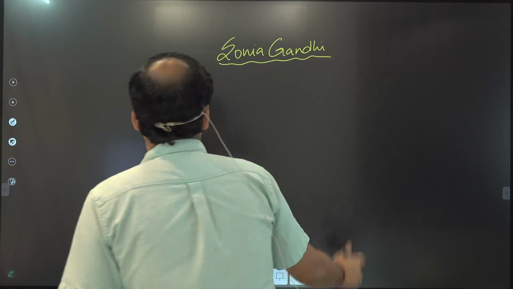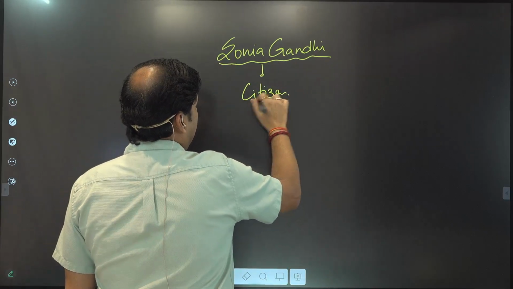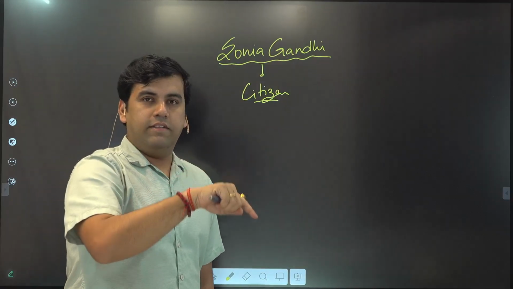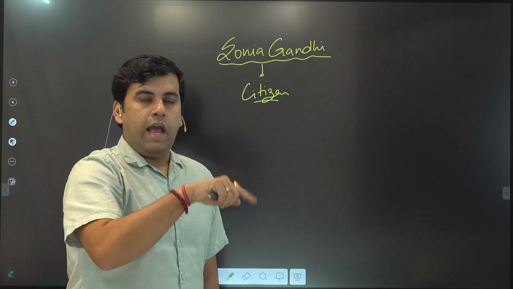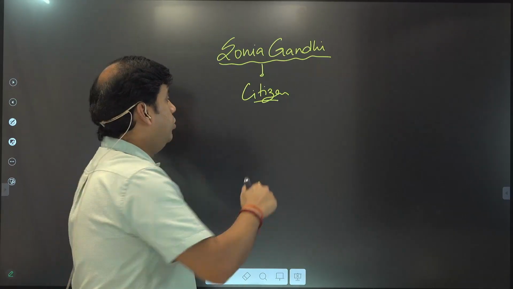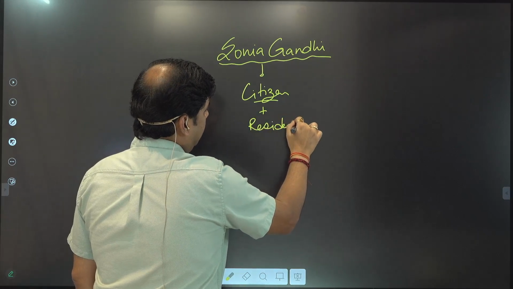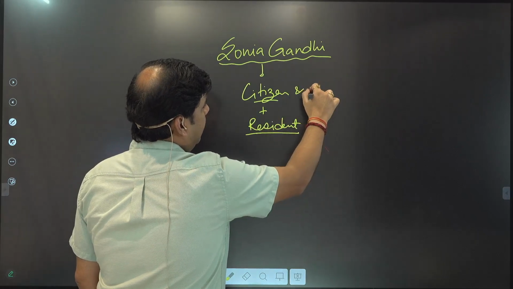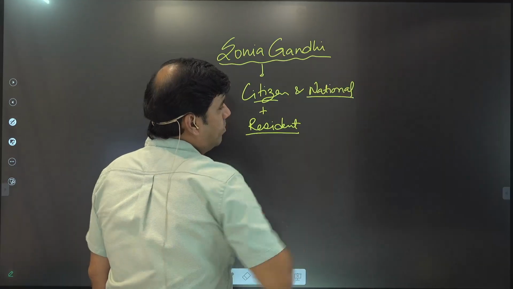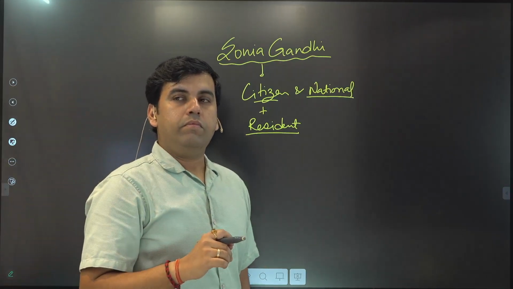Yes, she is a citizen of India. Why? Through marriage. Because she married an Indian citizen, Rajiv Gandhi. So she is an Indian citizen. Plus, when she became an Indian citizen, she was married to Rajiv Gandhi, so she also becomes an Indian resident. Citizen hai to national bhi hai. Her nationality is Indian only. Right?